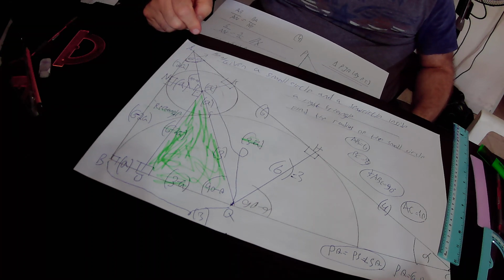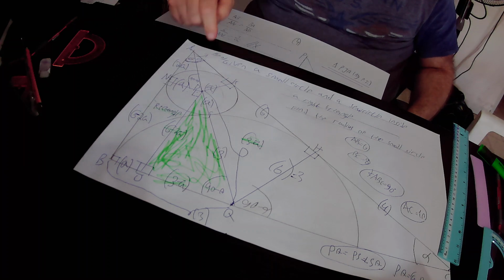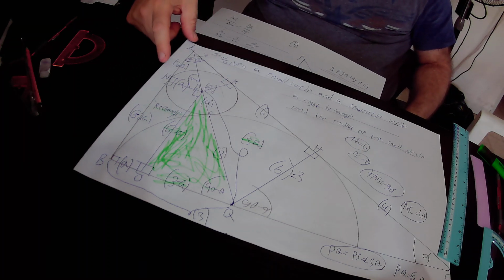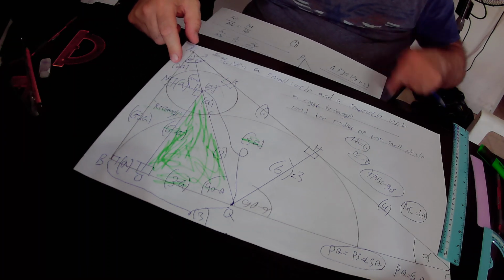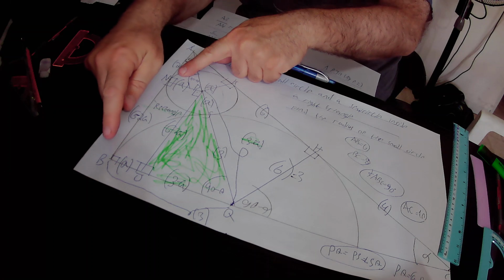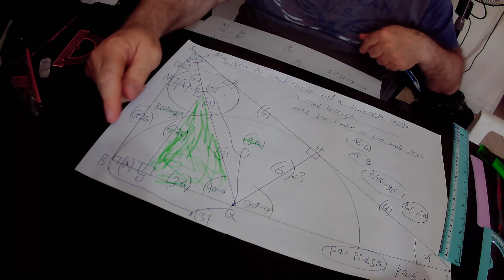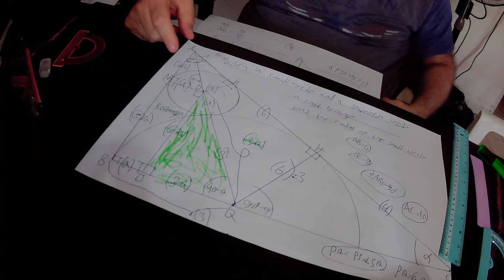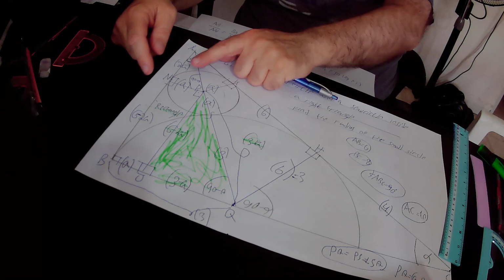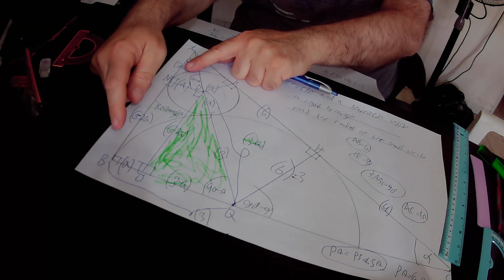According to what is given, AB equals 6. We just found out that AN equals 2A. Therefore, the missing side NB must be equal to AB minus AN. AB is 6, AN is 2A, so in total, the missing side NB must be equal to 6 minus 2A.